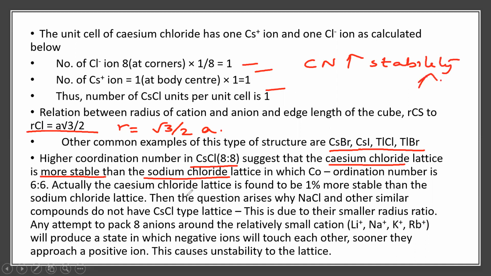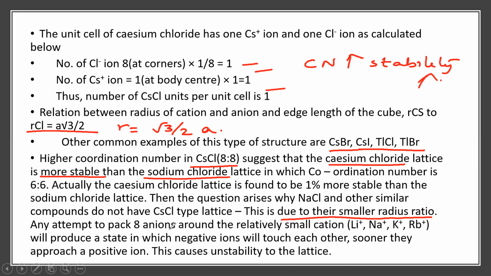Actually, the cesium chloride lattice is found to be 1% more stable than the sodium chloride lattice. Then the question arises: why do NaCl and other similar compounds not have the cesium chloride type lattice? Because of their smaller radius ratio. The radius ratio of sodium and chlorine ions is less when compared to cesium chloride, because the cesium chloride radius ratio is 0.93. Hence, it is higher.